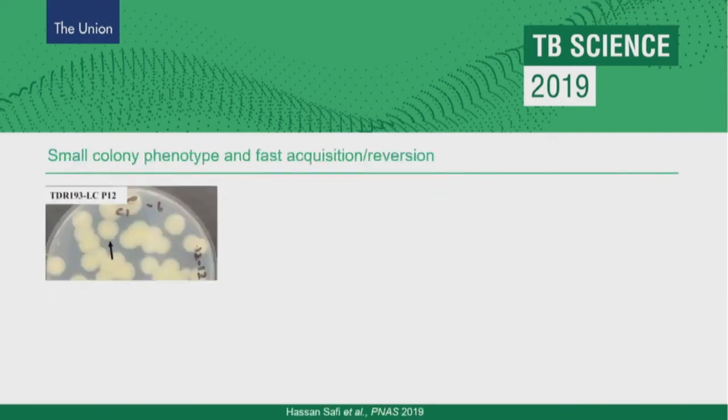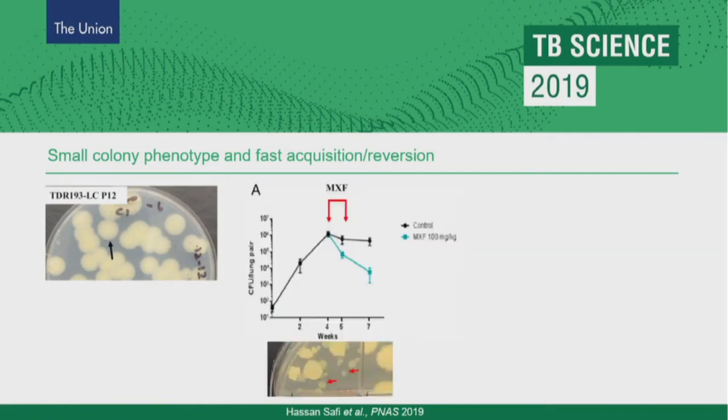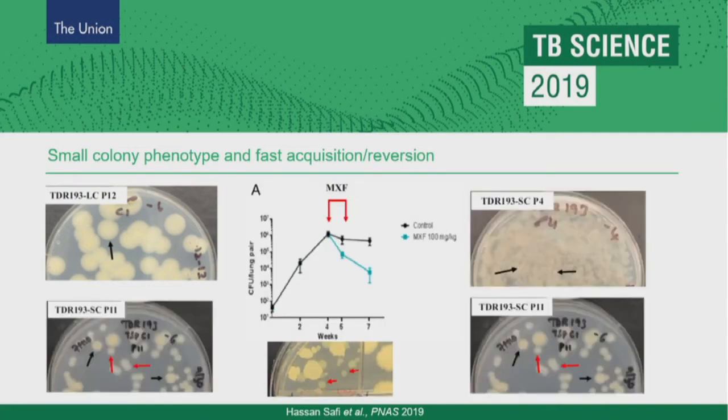Also, Dr. Allen's group described the phenotype of this frameshift mutation as a small colony phenotype. As you can see here, at the bottom of the first row, there are some colonies much smaller than others, and those are the isolates with a frameshift mutation.